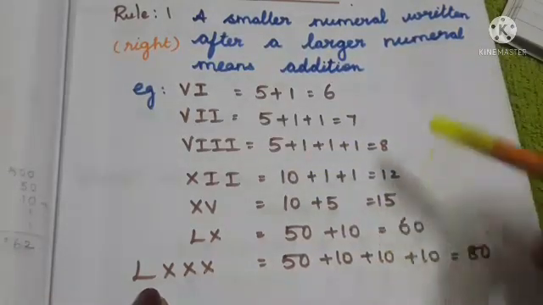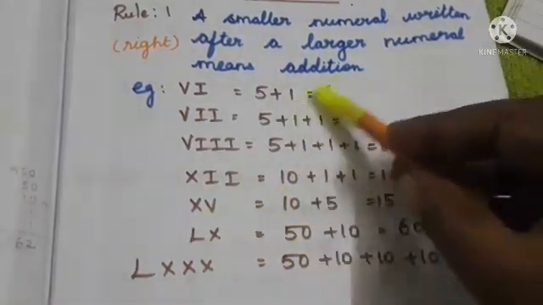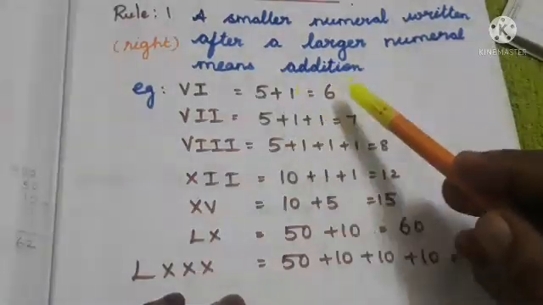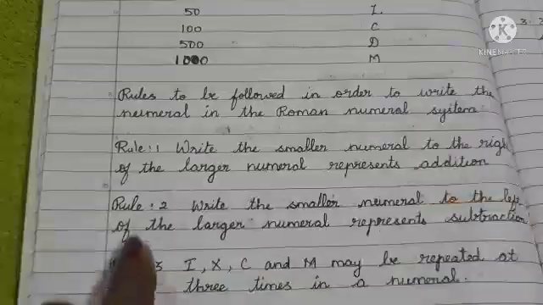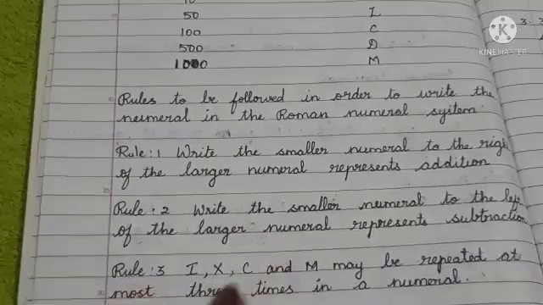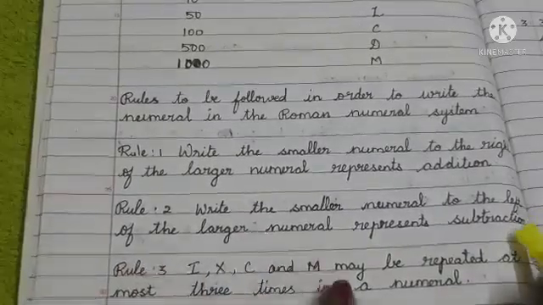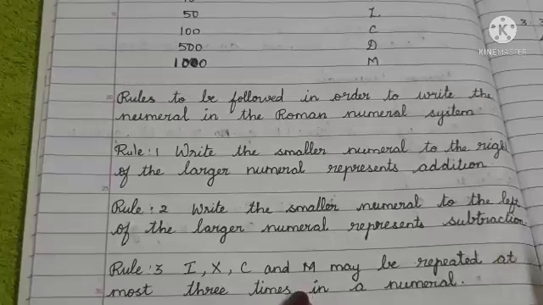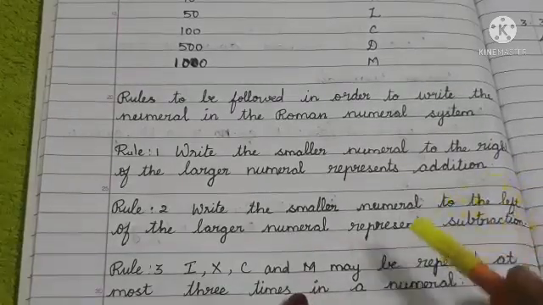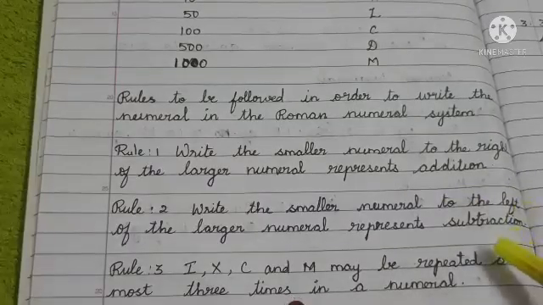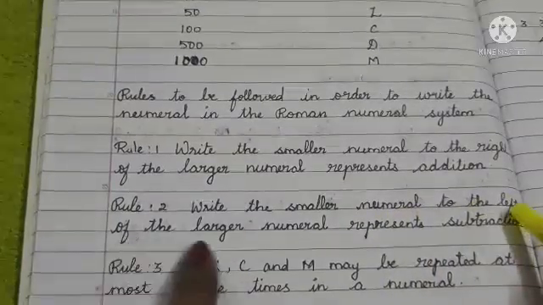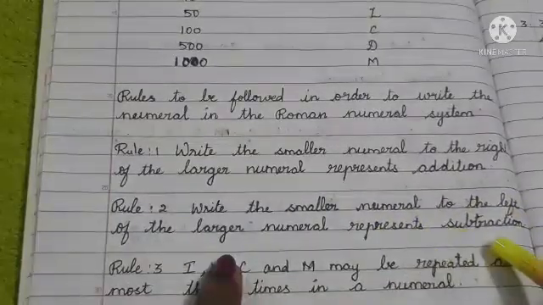Okay, rule 1, it will represent what? A smaller numeral written right of the larger numeral we have to add. Okay, that means what? Addition. Okay, so second rule, we write the smaller numeral to the left of the larger numeral to represent subtraction. So smaller numeral on the right side means addition, smaller numeral on the left side means you have to subtract.